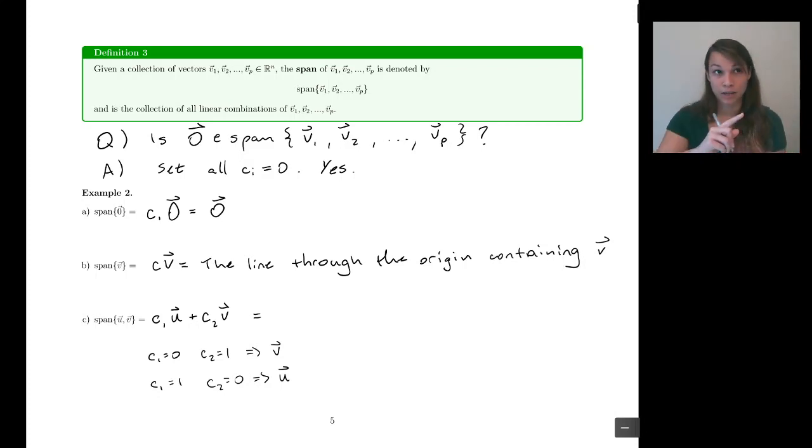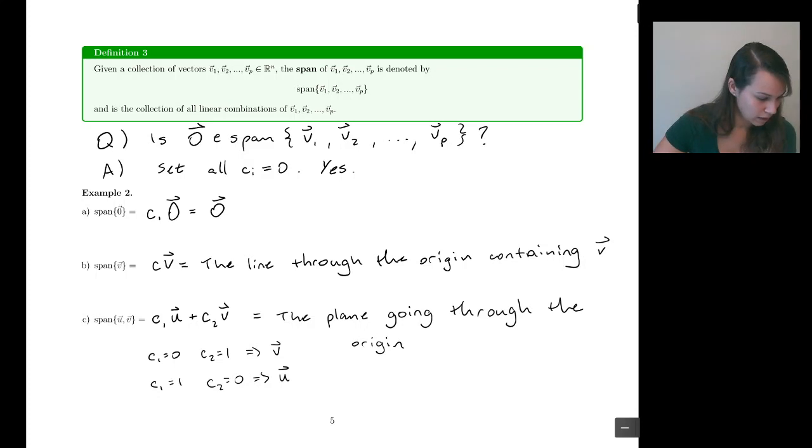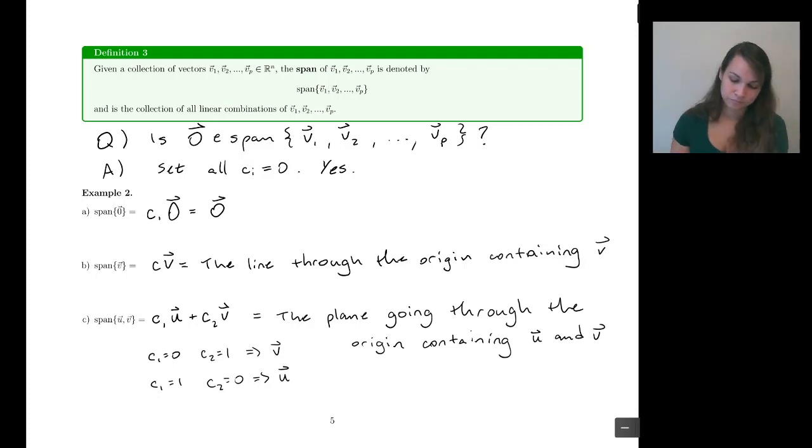You guys know from Calc 3 how to find the equation of a plane if you've been given 2 vectors. So the plane going through the origin and containing U and V. And that's how we would summarize that information.